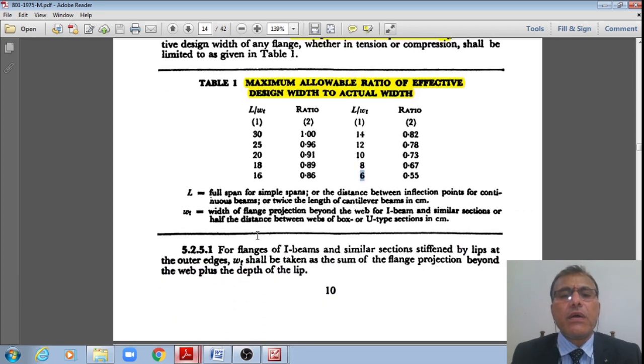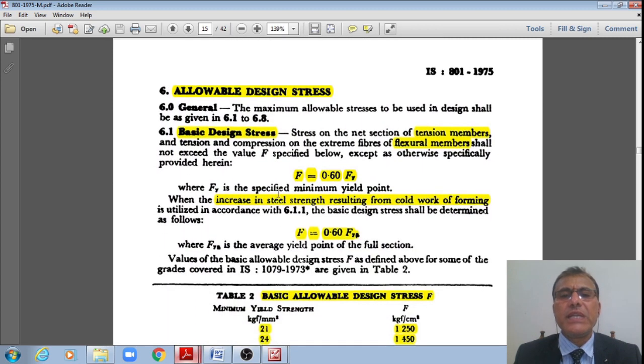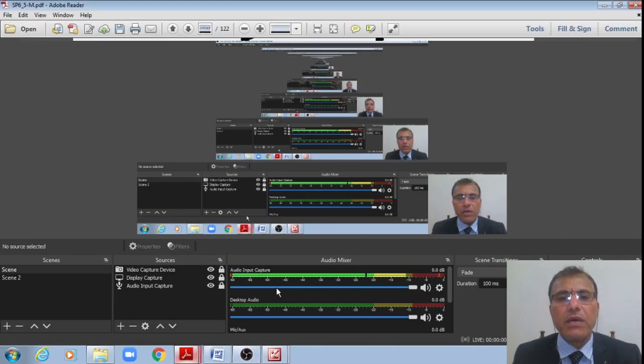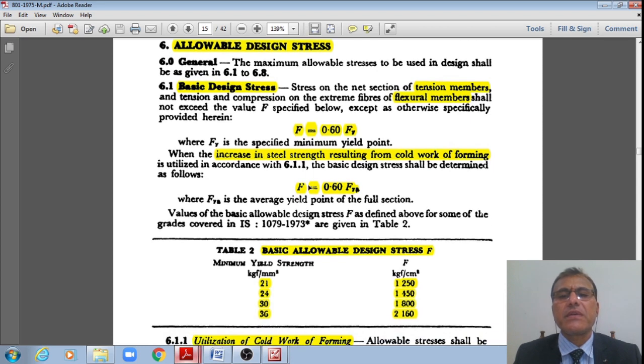Now next, where L is the full span of the simple spans, right? And Wt is the width of the flange projection. Next subheading is the allowable design stresses. I hope students you are understanding the discussions. Now let us see the allowable design stresses. First one, the basic design stress, either for tension members or compression members or for flexural members, the permissible basic design stress is F is equal to 0.6 Fy, where Fy is a specified minimum yield stress, right?